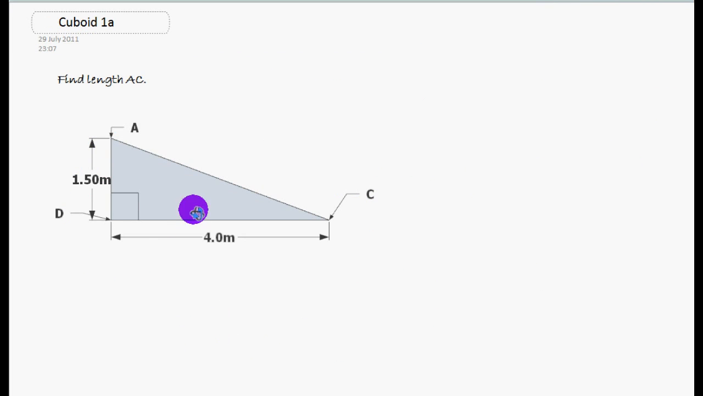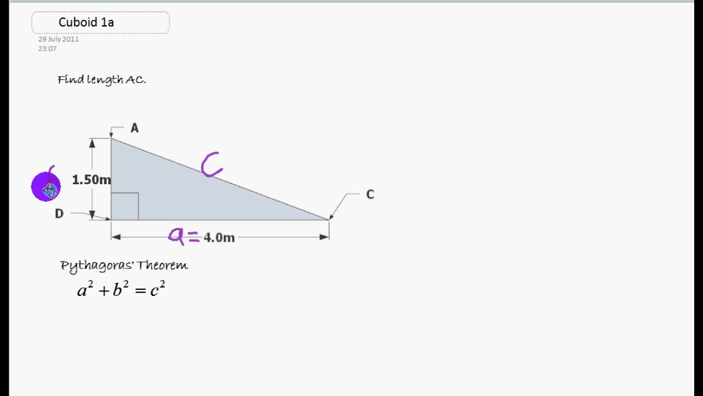So here's the triangle A, C and D, and the height is 1.5 and the length is 4.0. And what we're going to do is use Pythagoras' theorem. Pythagoras' theorem is a squared plus b squared equals c squared. So we need to label each side. C is always the longest side, so let's put in C just here. And we shall call this side A.